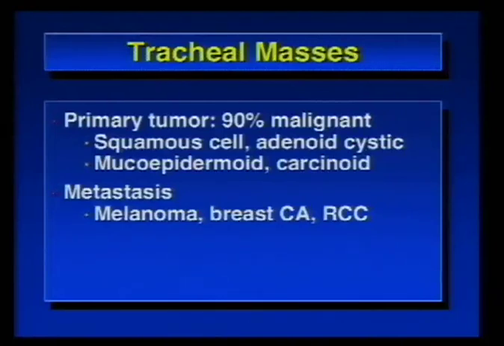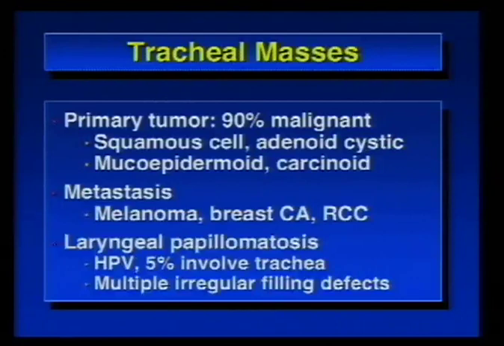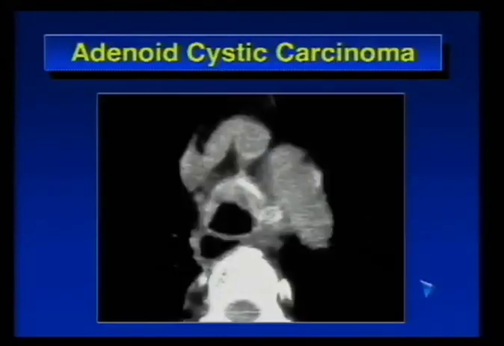So if you see a tracheal mass, what are you thinking? Could be a primary tumor such as adenoid cystic carcinoma, mucoepidermoid carcinoma, metastasis such as melanoma or breast cancer, or possibly a benign lesion like a papilloma. So laryngeal papillomatosis, this is actually associated with human papillomavirus, and about 5% of patients have involvement of the trachea. And what do you see? Multiple irregular filling defects. That's characteristic.